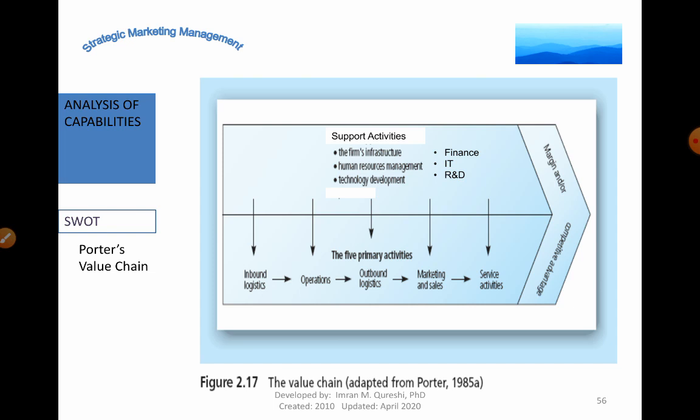So any organization, be it a one-man company or a million-man company, will have these processes that are listed here. And these processes are divided into support activities and primary activities. And we have the primary activities listed. You can see you have inbound logistics, operations, outbound logistics, marketing and sales, and service activities. Now, primary activities are those without which a company cannot exist. Without these, you cannot have a company. You won't have a process.